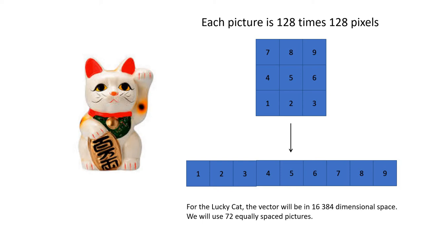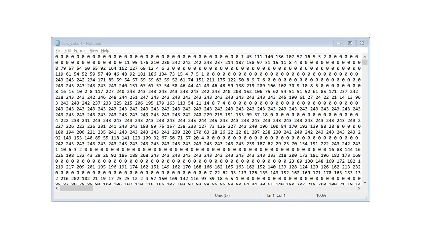Now, what we have indeed is a file where every line corresponds to a single image, and we have 72 lines in this file. What we can do is to upload this data into the software which I have created, and we'll get that image.